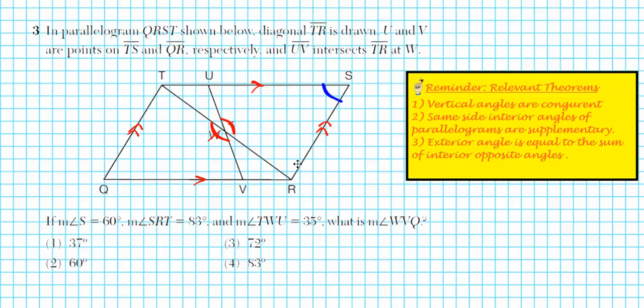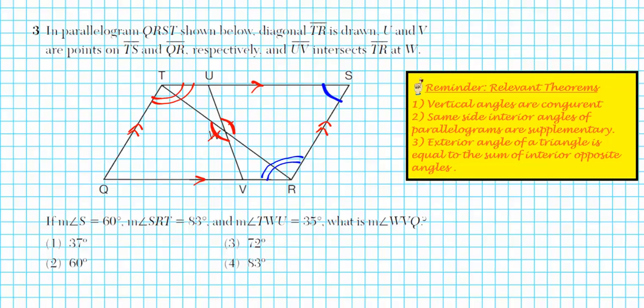So this angle plus this angle add up to 180 degrees. That's what supplementary means. This angle right here plus this angle right here adds up to 180 degrees. So same-side interior angles, or you can think about it as adjacent angles, are supplementary. And then the exterior angle is equal to the sum of interior angles. This has to do with triangles. So let me just rephrase that. The exterior angle of a triangle is equal to the sum of interior opposite angles.